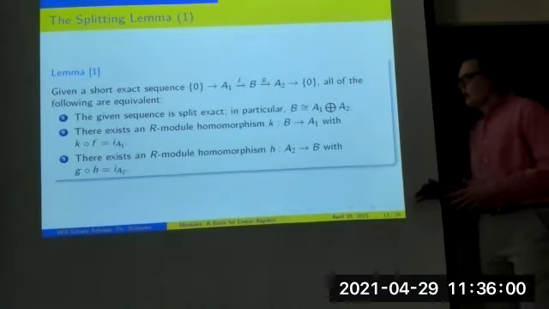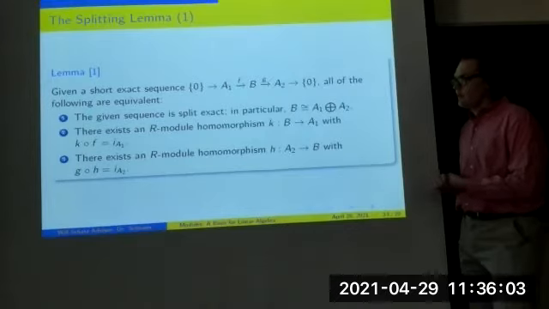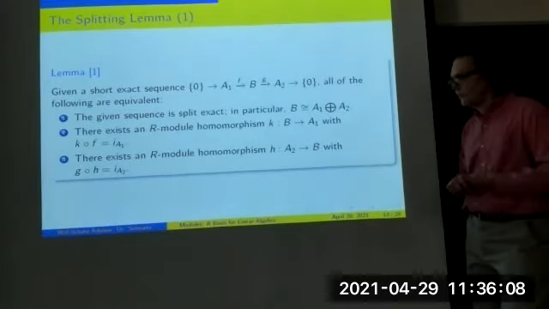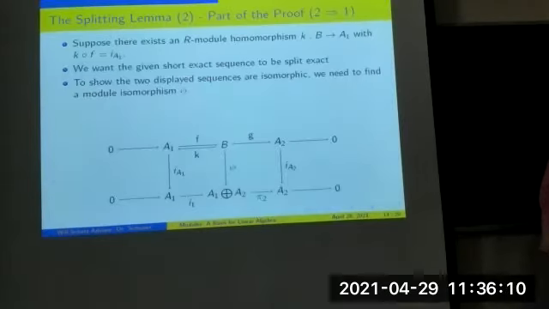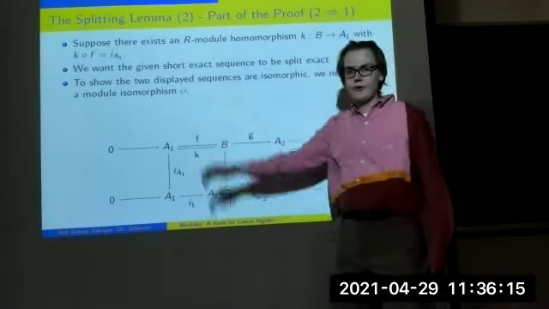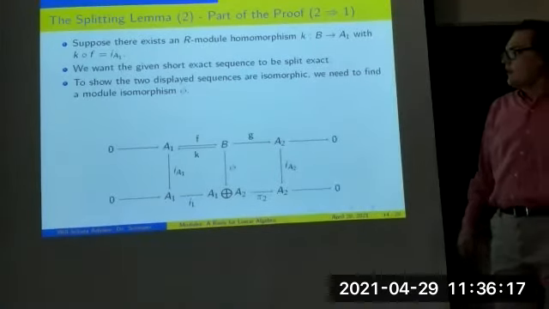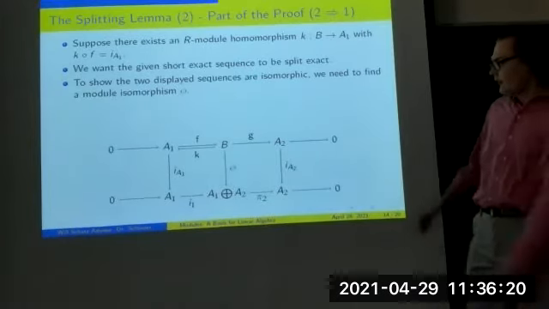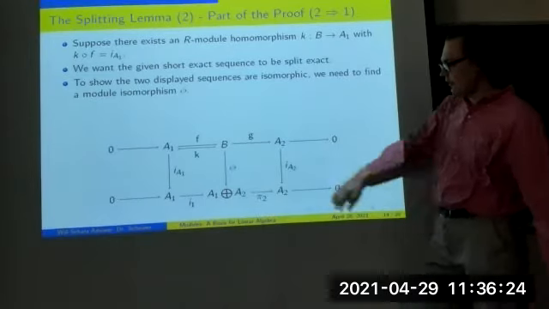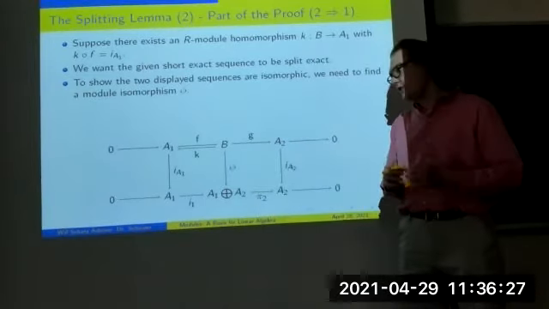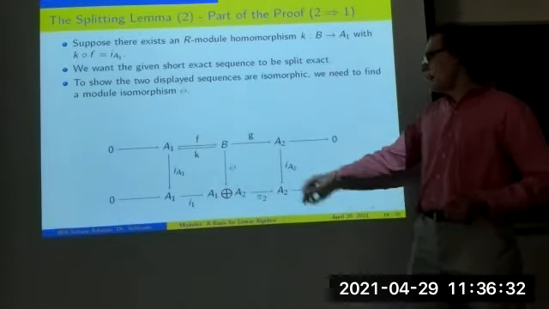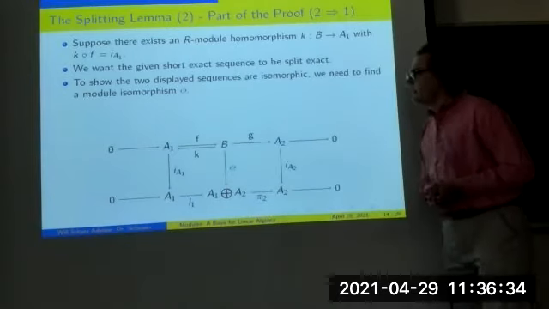So naturally, this is going to be a long proof because it's an "all of the following are equivalent" proof. So we're just going to look at 2 implies 1 in this presentation. So suppose we have a K, which is a homomorphism and a left inverse for F. We want to show that the given sequence is split exact. We need to show that these 2 short exact sequences are isomorphic to each other. In particular, we need to define a phi, we don't have one yet, that will make this digraph turn out to be commutative and have phi being an isomorphism.